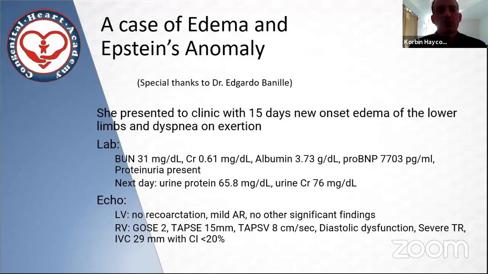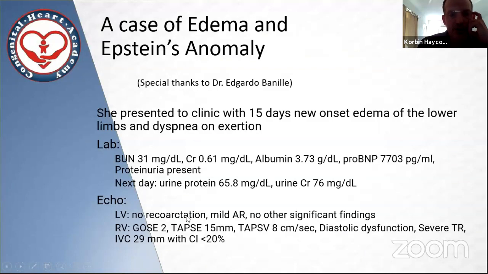So at 13 years, she presents to the clinic with about 2 weeks of new onset edema of the lower limbs and new dyspnea on exertion. If I understand correctly, the labs that day showed not too bad renal dysfunction. It's there though, and there was proteinuria present, so there was a concern for a component of a nephrotic syndrome developing. The urine studies the next day were abnormal, but not quite diagnostic of a nephrotic syndrome.